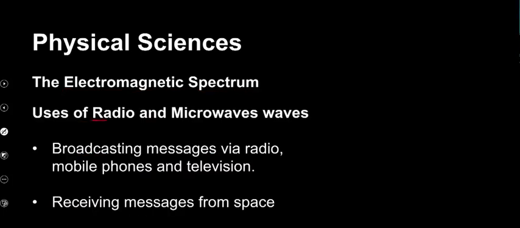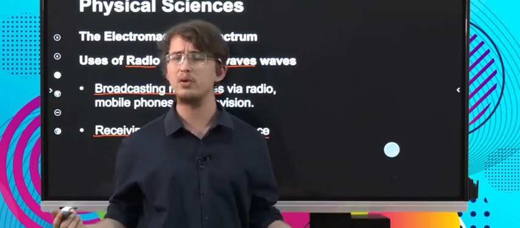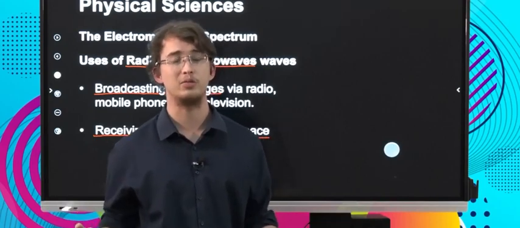So what do we use radio and microwaves for? Well, we've already said it, but let's re-emphasize it, that radio waves are used for broadcasting messages via the radio, mobile phones, and television. Radio waves are also used to receive messages from space. Did you know that we use radio waves to communicate with satellites and spaceships far out in space? Can you think of a reason why we would use radio waves? Maybe it has something to do with how fast they travel through a vacuum. Let's have a look.